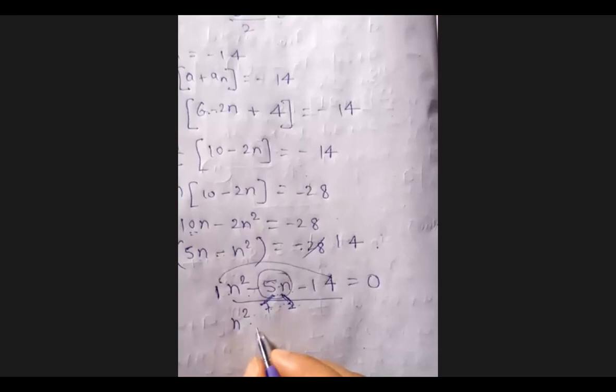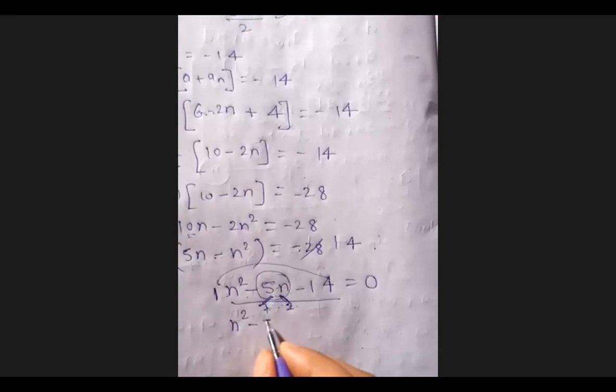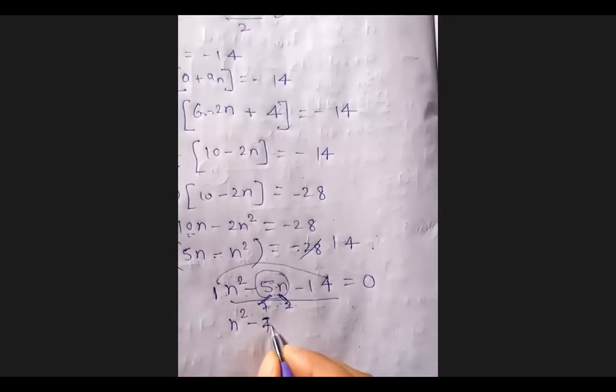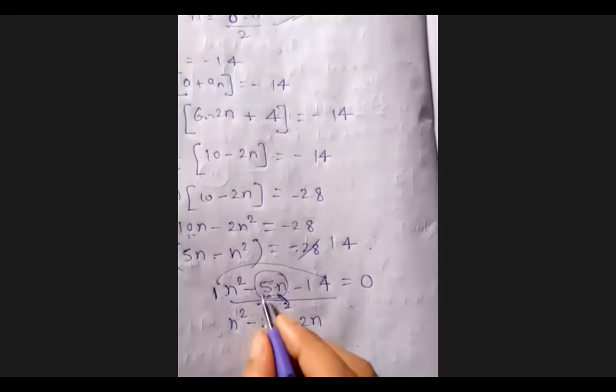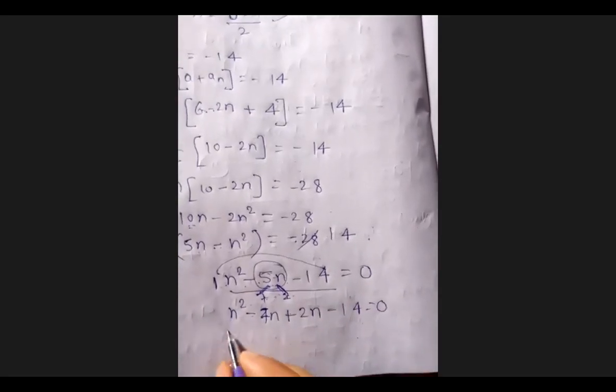So n square minus 7n plus 2n, because plus minus minus 5n minus 14 equals 0. What is common? n is common, n minus 7 plus 2 is common, n minus 7. Okay, so here n minus 7 and next value is n plus 2. This n plus 2 will give you negative value.